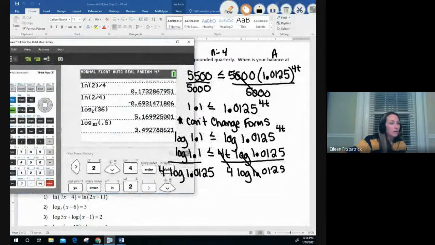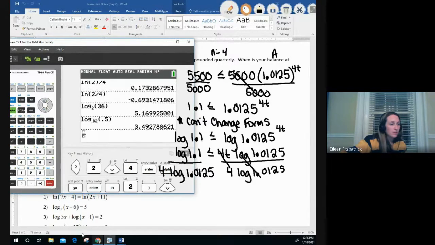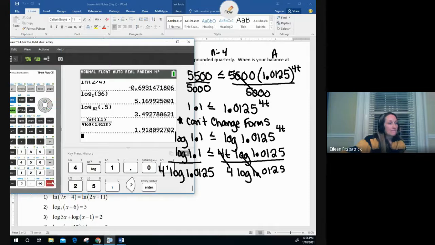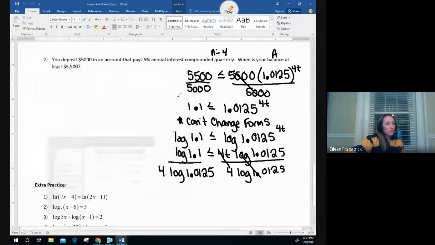All right, so I'm going to type into my calculator alpha y equals to get a fraction. And the numerator I have, it's log base 10, so I can just use that log button, 1.1, close my parenthesis, and in my denominator I have 4, and then you can do times or it's not even necessary, log of 1.0125, and you get approximately 1.92 we'll round to.